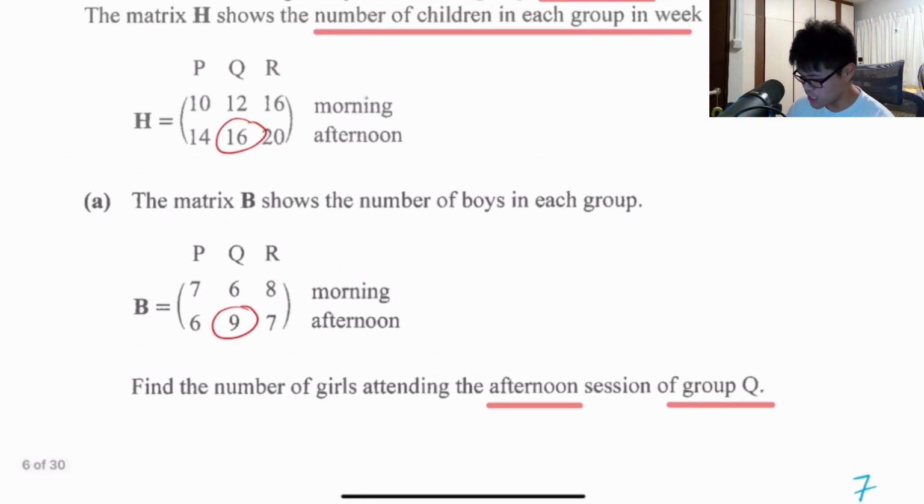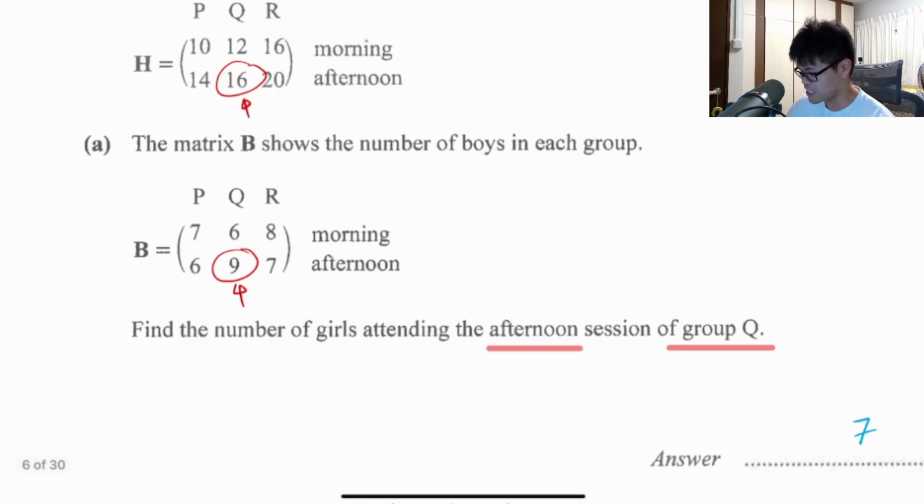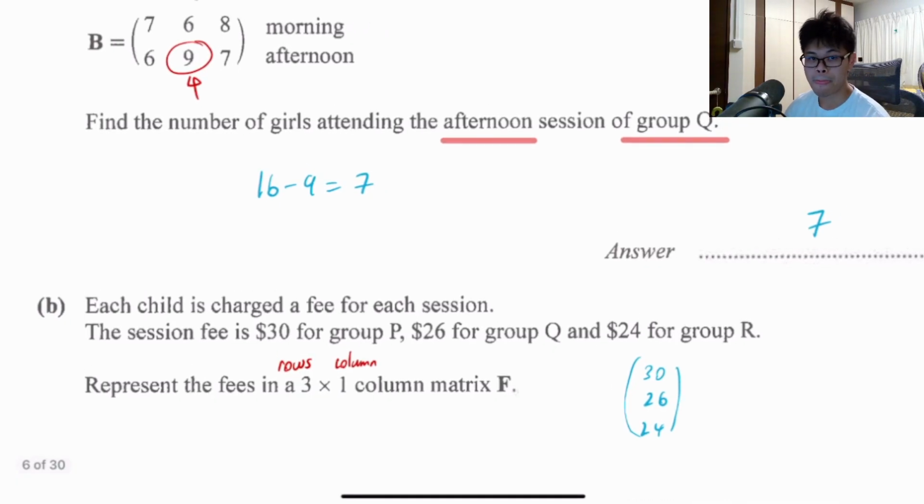We can see that the total number of students in the afternoon is 16. And the number of boys in the afternoon for group Q is 9. So the difference must be the girls. So it will be 16 minus 9, which is 7. So this is a very straightforward question.